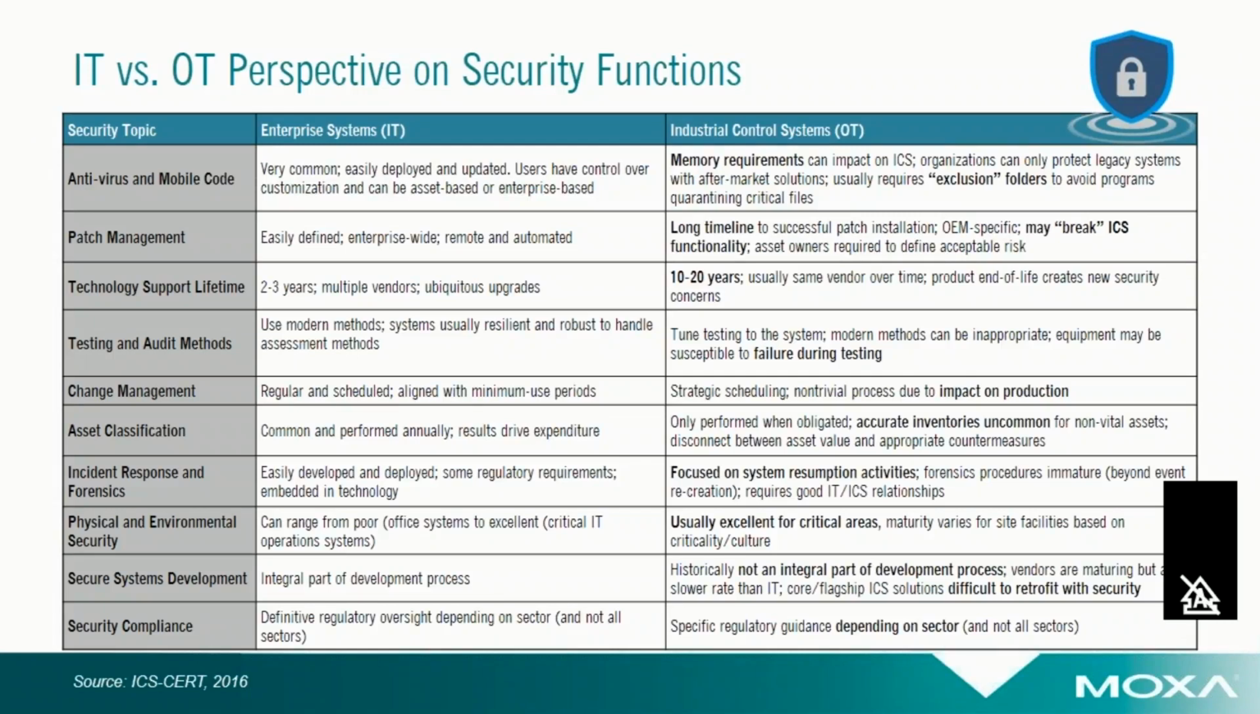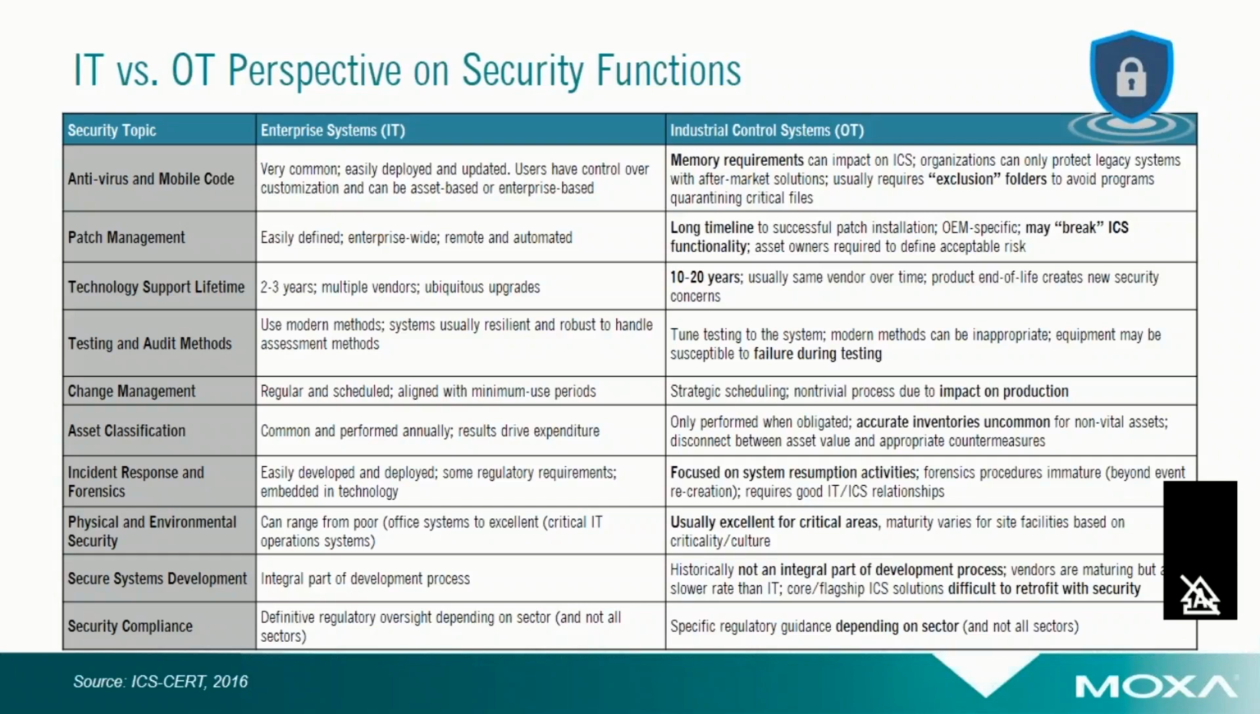So one of the biggest challenges that we hear from customers is the differences in expertise and perspectives between the IT and OT teams as they begin to collaborate on cybersecurity. This chart from ICS CERT covers some of the big differences in perspectives between the two teams. Typically, these differences are revealed as the IT teams attempt to deploy enterprise security best practices on the industrial control systems.